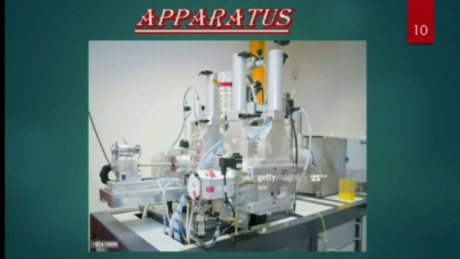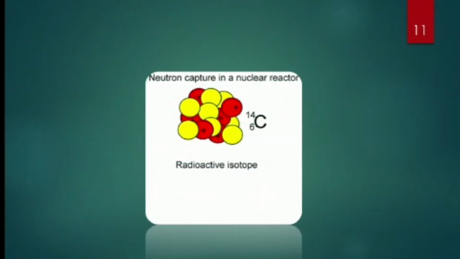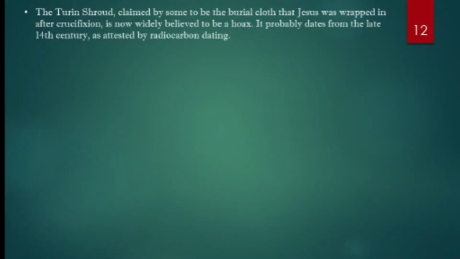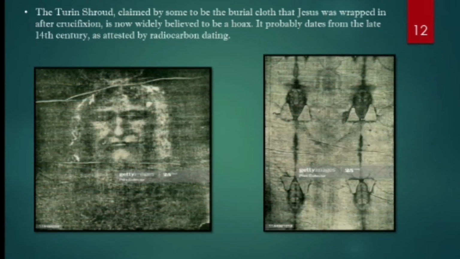This is an apparatus that is used during the process of radiocarbon dating. And this slide shows how a beta decay takes place and the unstable carbon isotope changes to a nitrogen atom. This is the picture of Jesus Christ that we all might have come across at least once. And this is estimated to have been from the late 14th century. And it was calculated with the help of this technique.